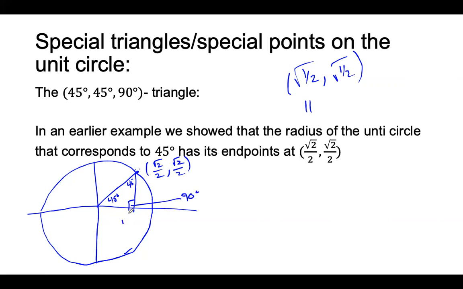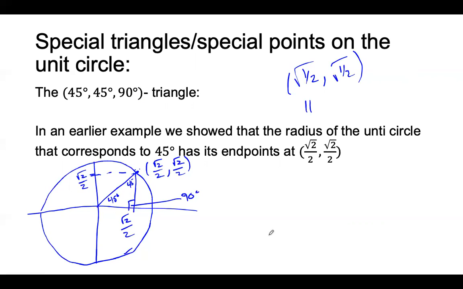And then we have our points. This is the square root of 2 divided by 2. And this point, if you project it, square root of 2 divided by 2. So that is one particular triangle.